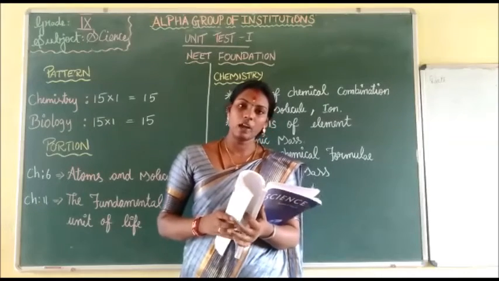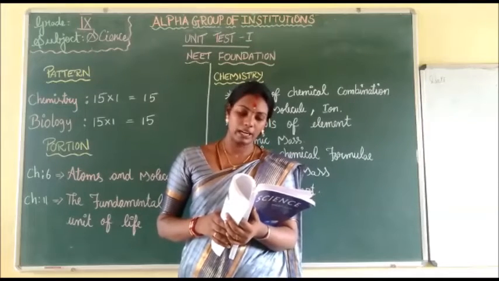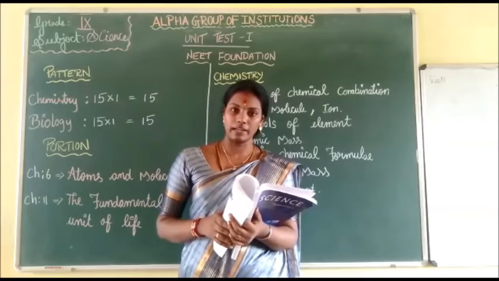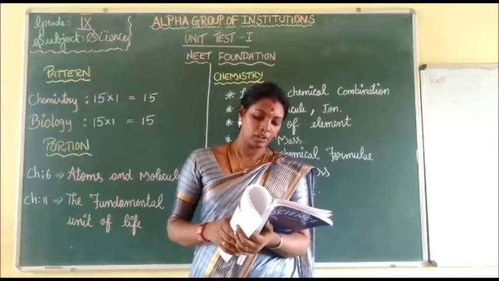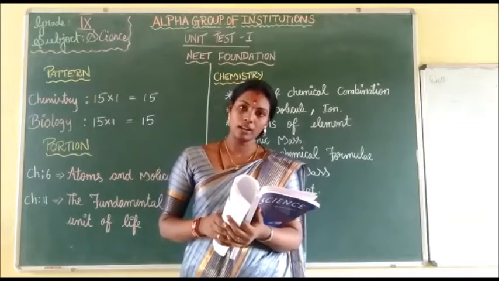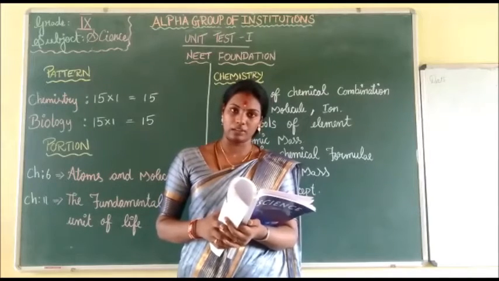What is the radii of an ant? 10 power minus 1, 10 power minus 10, 10 power minus 4, 10 power minus 2. As it is, 10 power minus 2. What is the atomic mass of chlorine? 12, 23, 32, 35.5.